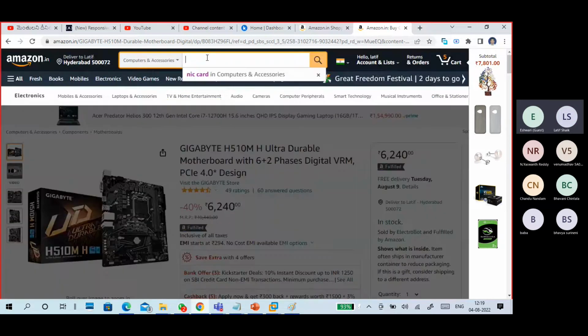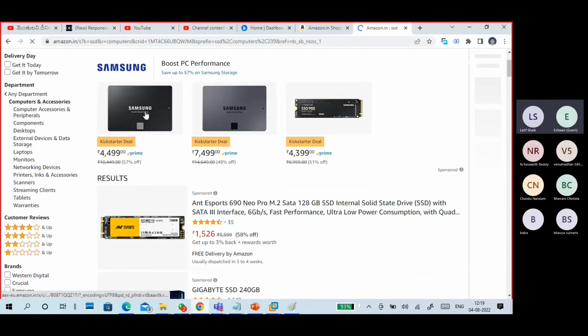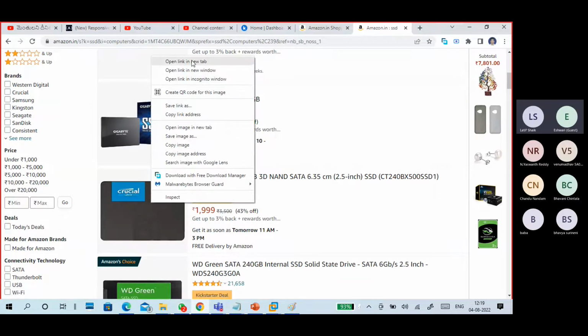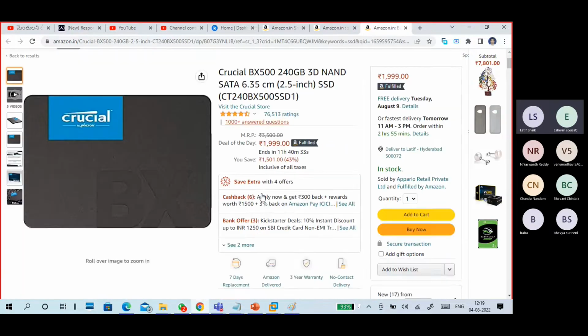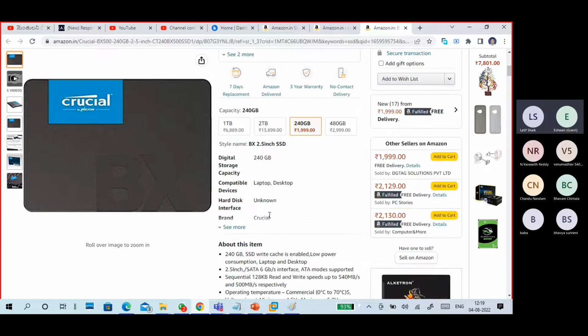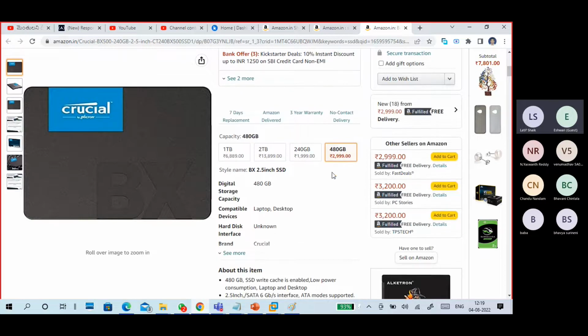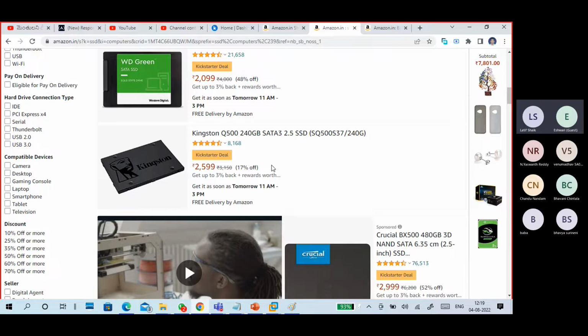So I want to show you an SSD, right? This is a normal SATA based SSD, guys. The cost is a little less now. Earlier when I purchased, it was around 3,000. Now you are getting 240 GB. If you choose 480, it's around 3,000. By 3,000 you can buy 1 terabyte of normal hard disk also.